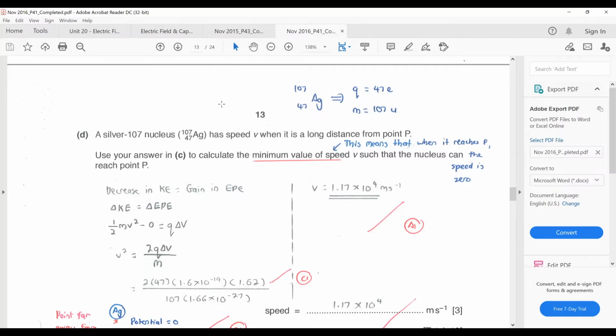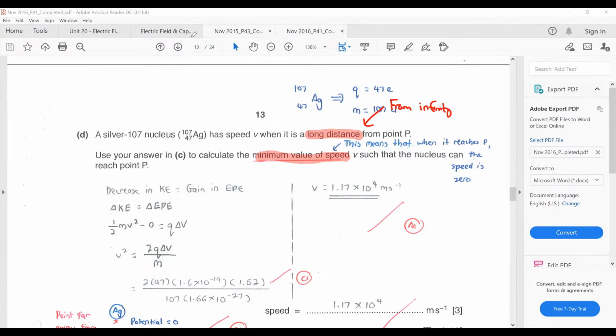They tell you you have an argentum nucleus that is moving with speed v a long distance away from point P. The few things you need to be aware of is that when they say this one is a long distance away from point P, this is assumed to be from infinity. And as I mentioned, the minimum value of speed v such that the nucleus can reach point P means that by the time it reaches point P, the speed should be 0. That's the significance of these two statements.